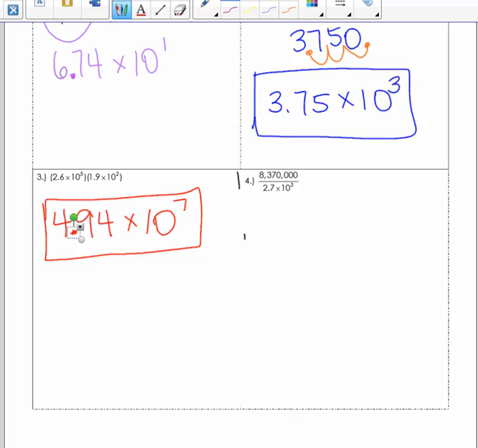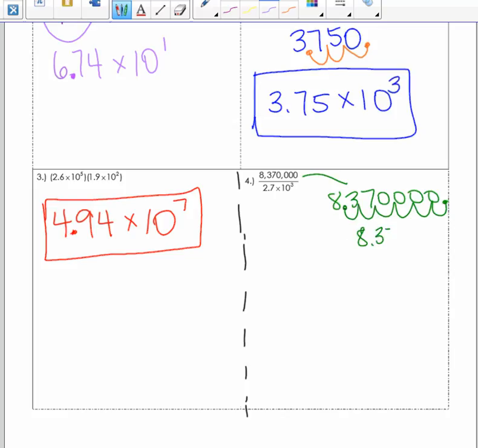Okay. If you look at example number 4, here we do need to convert. That numerator is going to have to change so that we have 8,370,000. If you move your decimal place 1, 2, 3, 4, 5, 6 places, that's really 8.37 times 10 to the 6th because it started as a really big number. So now you're looking at 8.37 times 10 to the 6th all over 2.7 times 10 to the 3rd.